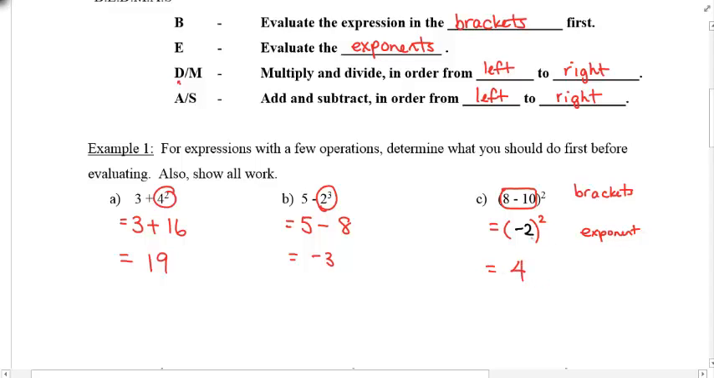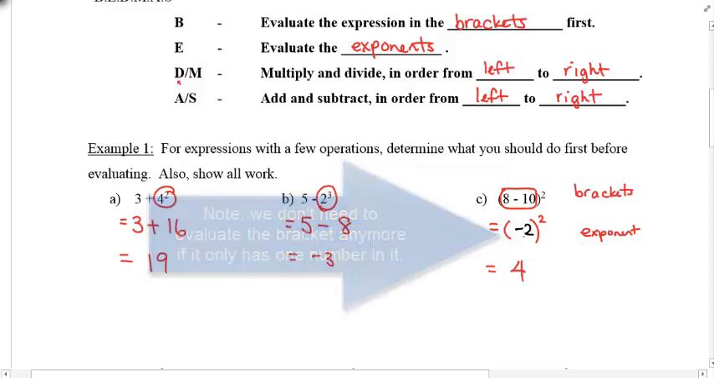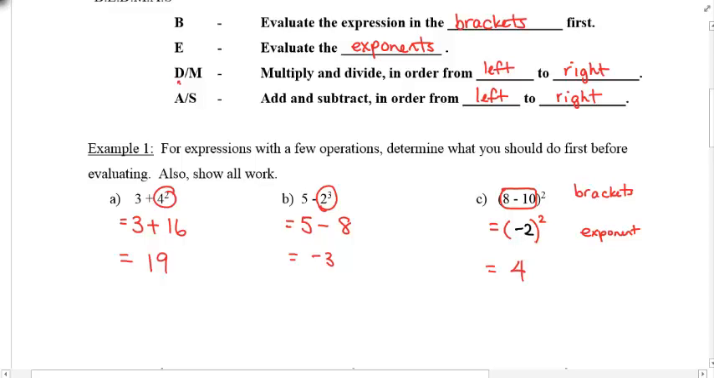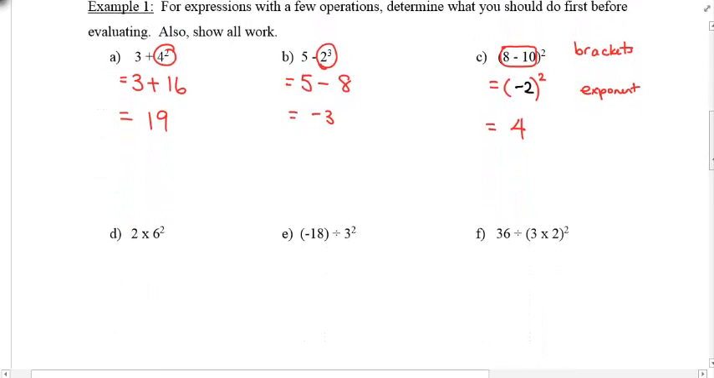You might be asking, Mr. Lee, there's still a bracket there, so what's going on? Should I do that first? Yeah, but this bracket only has one number inside, so we've already simplified it. Now the bracket just helps us determine that this is negative 2, and we just have to do negative 2 squared. Okay? Alright, next one, D, 2 times 6 squared.